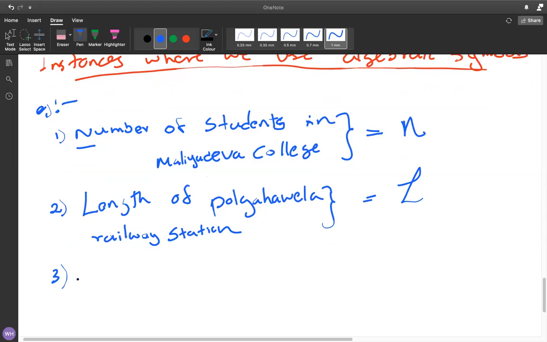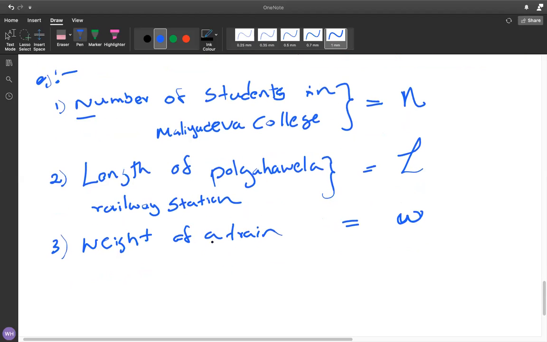Now, what else? We'll think of weight, the weight of a train. Do you know the weight of a train? No, we don't know. So you can use simple W, since we are discussing a weight. You can use simple W. Right? You can use any other letter as well.